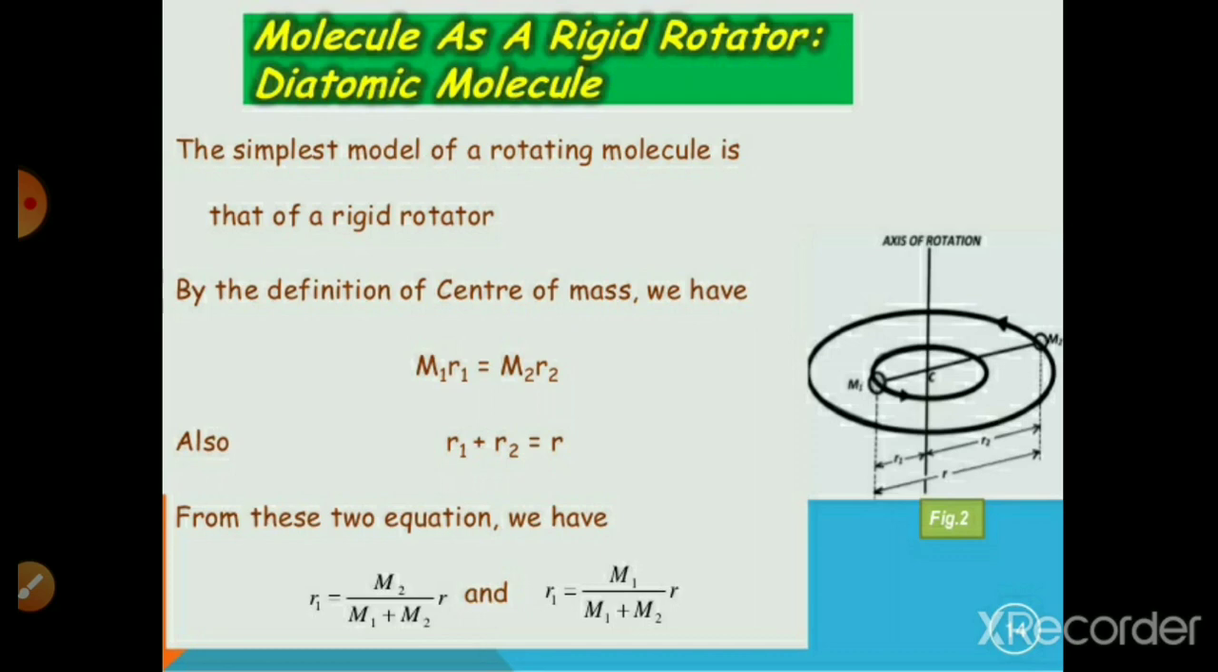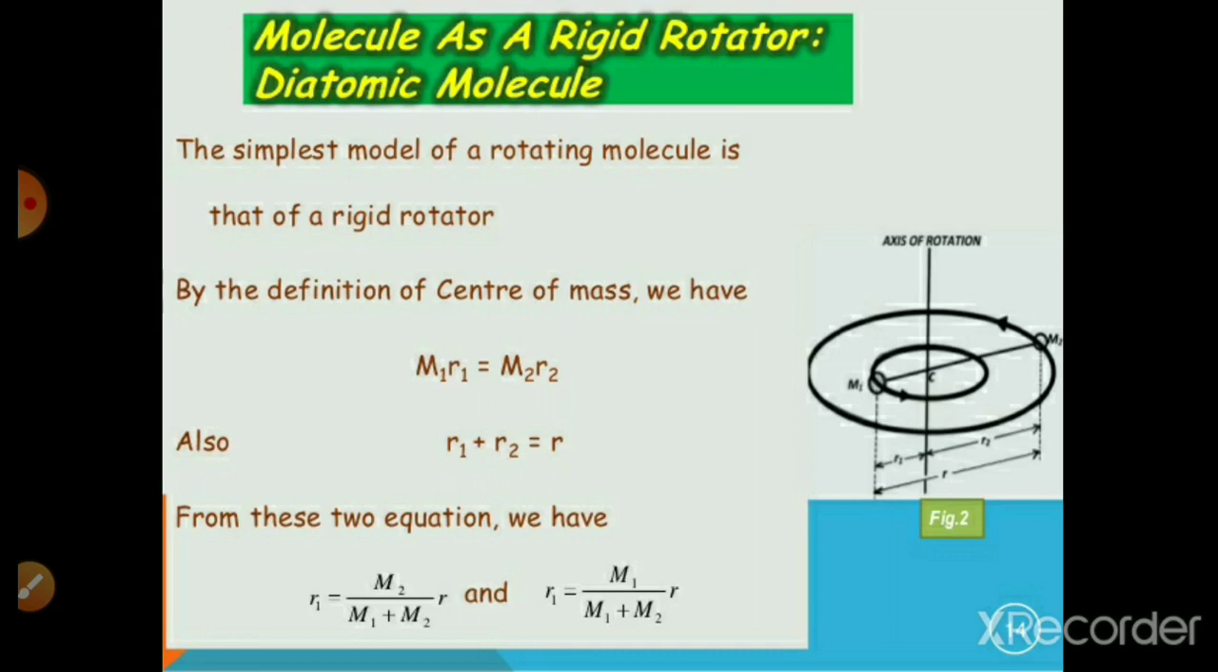Here you can see the axis of rotation on which the molecule can rotate, and it passes through the center of the molecule. The distance from the axis of rotation to the mass m1 is r1, and the distance from the axis to the mass m2 is r2, and the total distance is r.